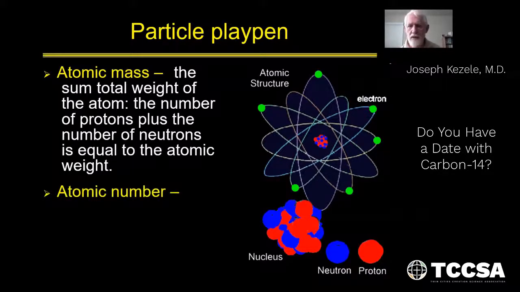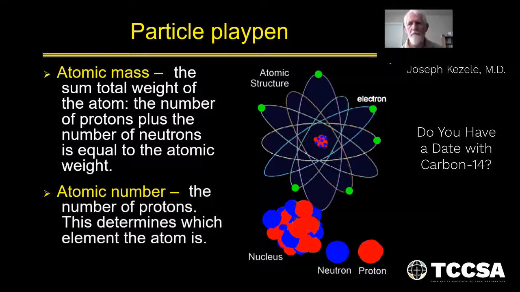The atomic number, on the other hand, is the number of protons. And that's what determines which element an atom is. The number of protons, that's the key. Remember that for sure.